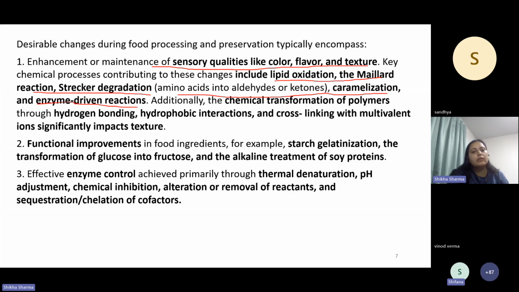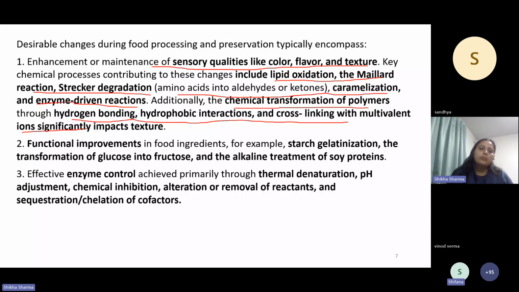And there are some enzyme driven reactions which are also very desirable. Also the chemical transformation of the polymers, which is through the hydrogen bonding, the hydrophobic interactions and the cross-linking with the help of multivalent ions like Ca2+, it forms a bond in the pectin to increase the texture of a food product. So usually when we have carrots, we dip them in calcium water to increase the textural properties, because Ca2+ forms cross linking with the pectin polymeric chains, and it increases the overall texture of the carrot.